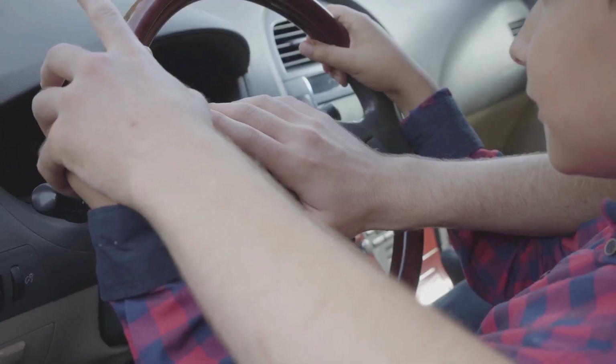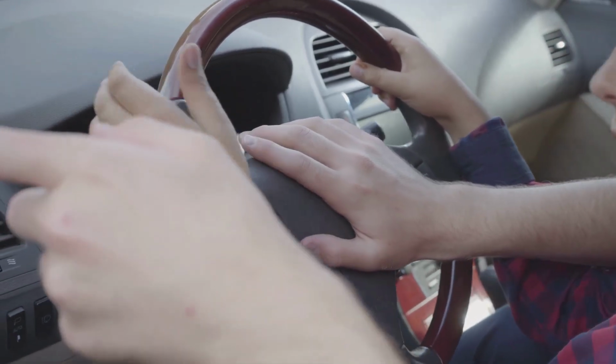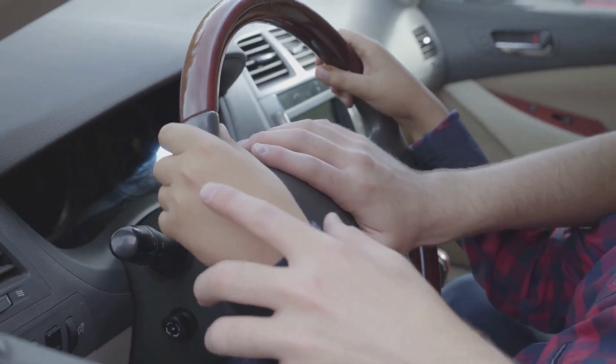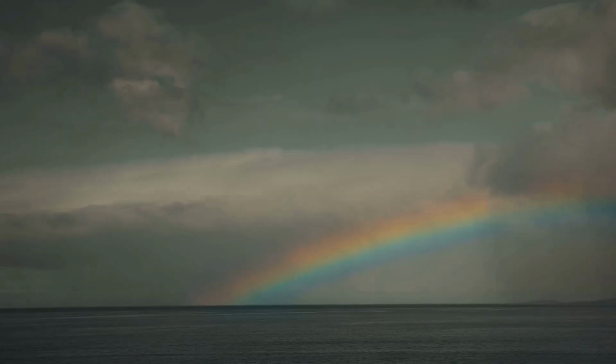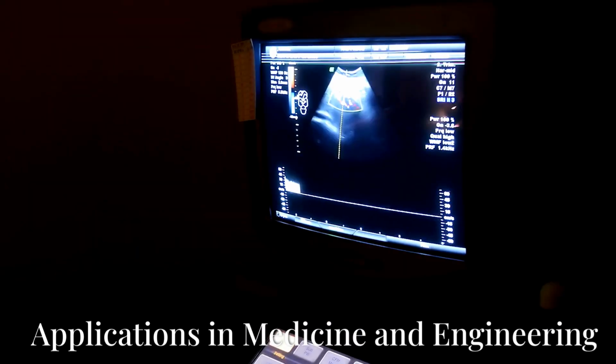through waves. For instance, when you hear a car horn honking, sound waves are traveling through the air and reaching your ears, transferring energy from the car to you. Similarly, when you see a rainbow in the sky, light waves are being reflected and refracted through water droplets, carrying energy from the sun to your eyes.